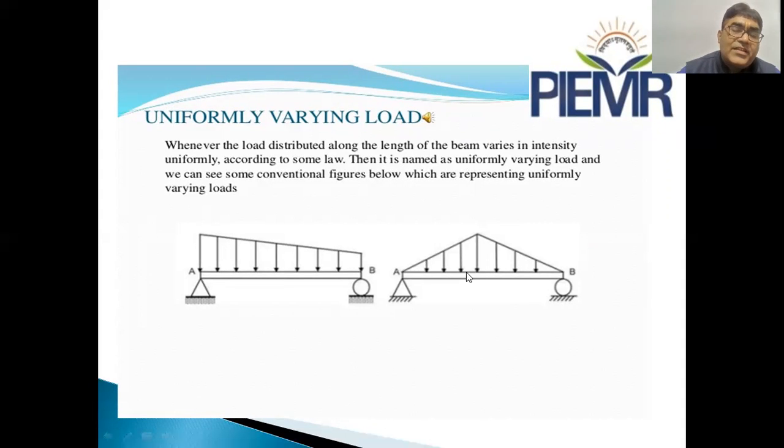Here is another example. Here the load at point A is 0 kilonewton per meter, and it increases at a uniform rate. Say at the middle of the span it is 5 kilonewton per meter, and thereafter it decreases at a uniform rate. And at point B, it is again 0 kilonewton per meter.